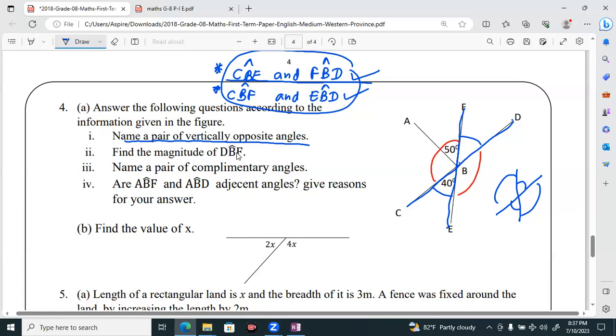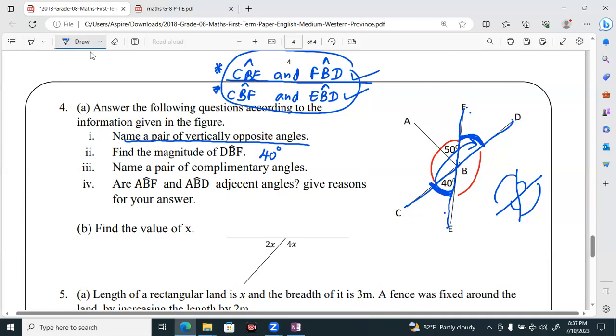Find the magnitude of DBF. DBF, if you look at DBF and CBE are equal. These two are the vertically opposite angles. Then this angle is equal to, that means angle DBF is equal to angle CBE. Therefore, it is equal to 40 degrees because we know that vertically opposite angles are equal.